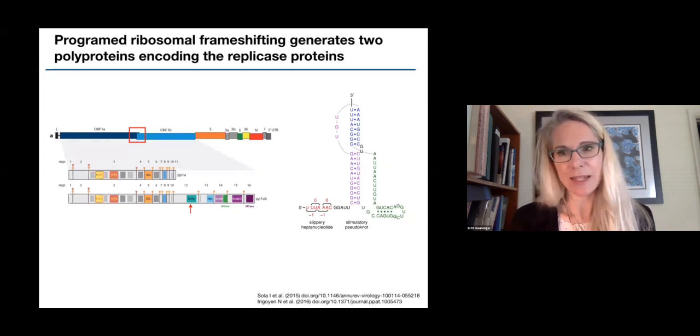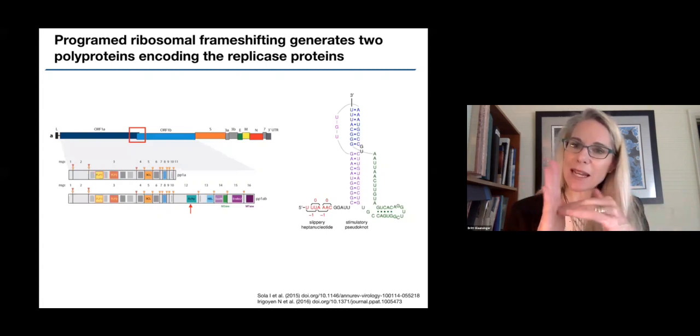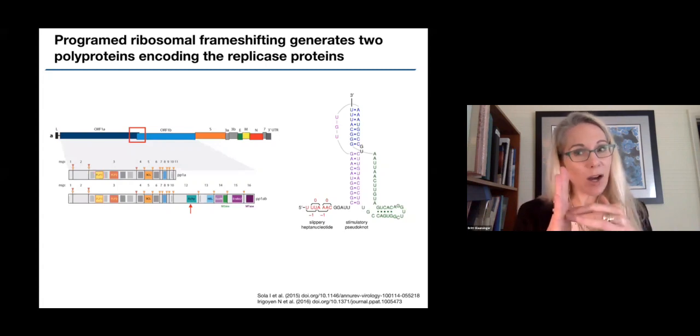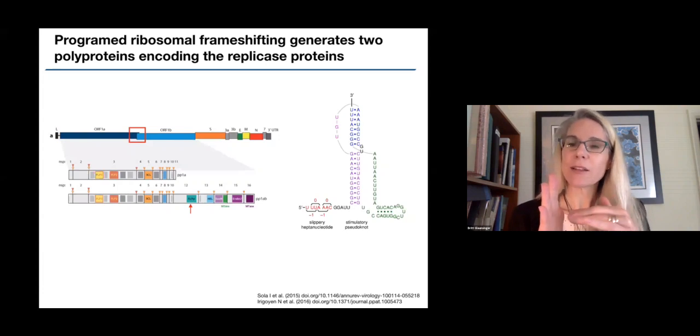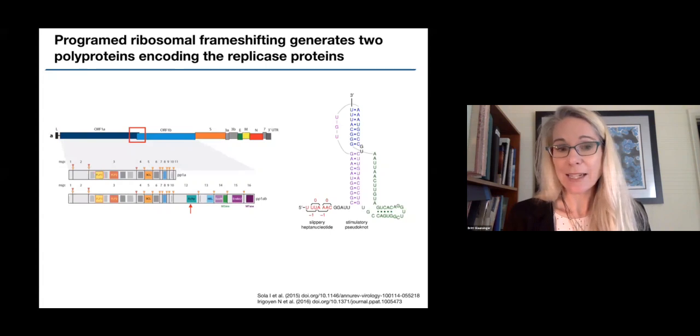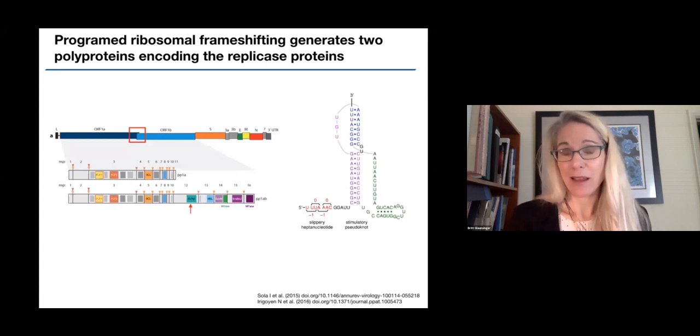And a pseudoknot is basically an extremely stable RNA structure that when the ribosome comes and hits that structure, it causes it to pause a little bit. And it's pausing right over the slippery sequence, which is then increasing the chance that it's going to slip back. And in fact, for these coronaviruses, it's estimated that the translational frame shifting event happens pretty frequently, maybe 30 to 50% of the time, before the ribosome then continues to read through.